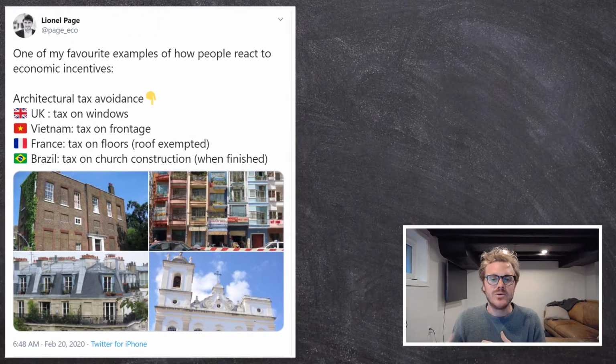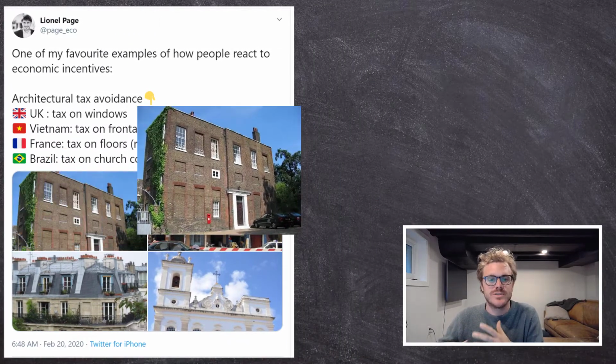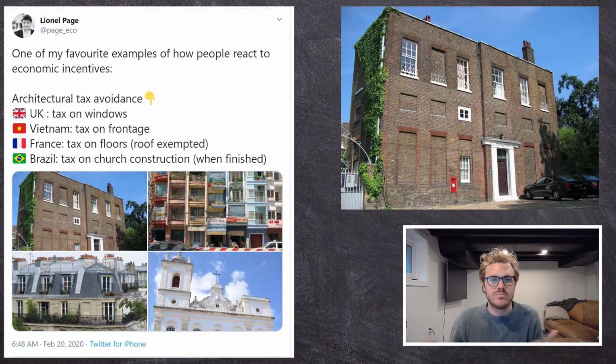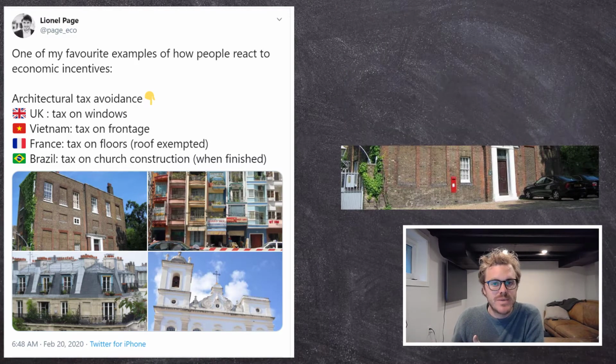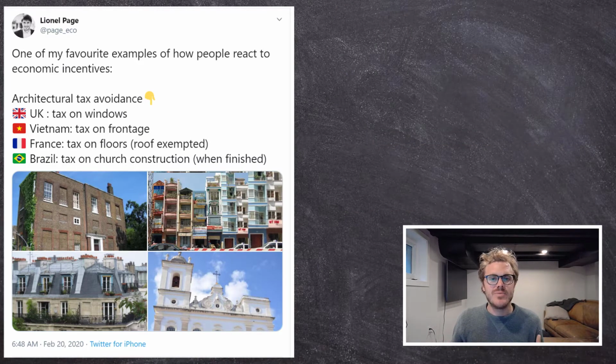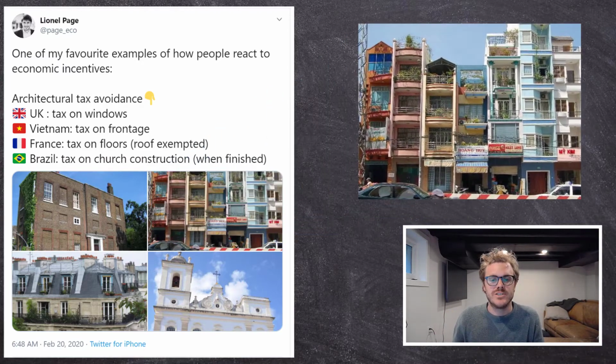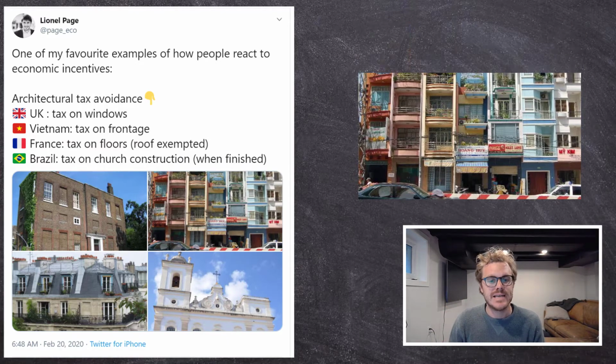So we can visually see people responding to incentives by looking at architecture around the world. For instance, in the UK, there's a tax on windows, which results in some buildings replacing their windows with bricks so that they don't have to pay this tax. In Vietnam, there's a tax on street frontage, which has resulted in these building shapes that are really narrow and tall. This is their way of avoiding that tax.